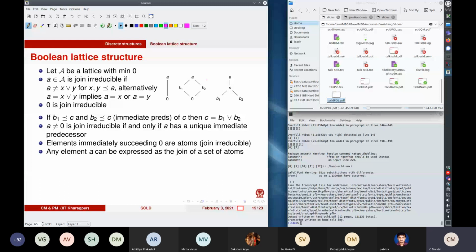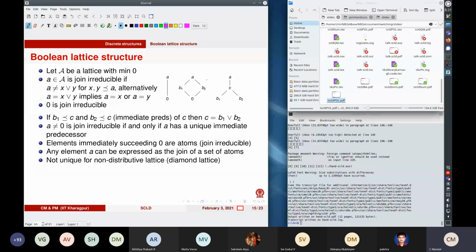Of course, if you have n atoms, then how many possible subsets can you have? You can have 2 to the power n possible subsets of n atoms. So you would expect a lattice to have 2 to the power n elements, if each element can be expressed as the join of a set of atoms.